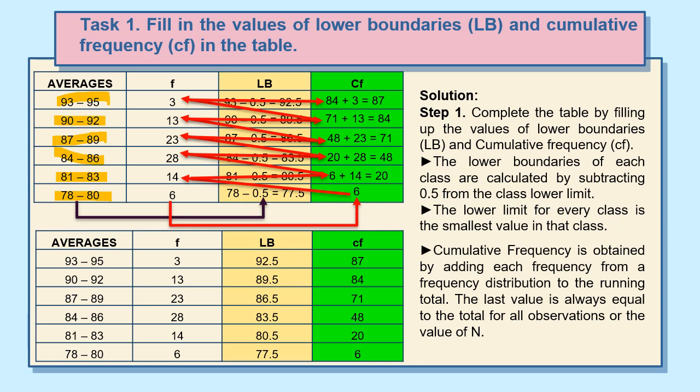Therefore, the values of our lower boundaries are 77.5, 80.5, 83.5, 86.5, 89.5, and 92.5. For the cumulative frequency, we have 6, 20, 48, 71, 84, and 87. Now, 87 is our value for the total observations or the value of n.